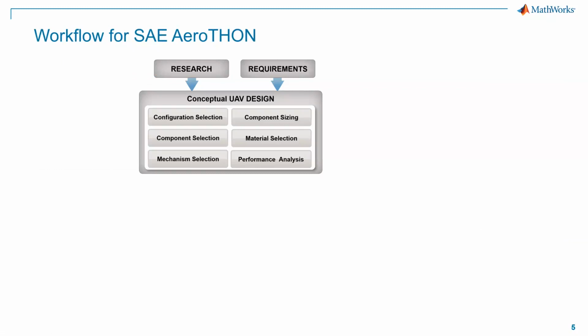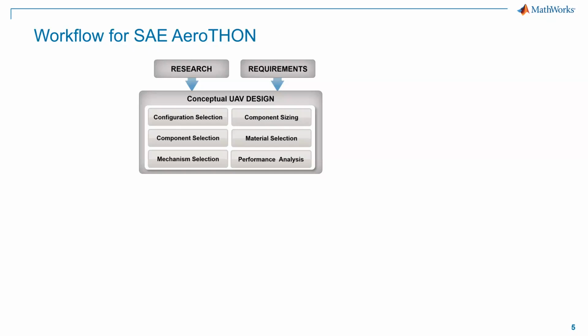If we discuss the workflow for SAE AeroTHON, we see that we have the requirements from the organizers, and we do the research of the existing technology or of the previous year competition, how the teams solved this competition. Moving forward, from the research and requirements, we enter into the conceptual UAV design phase where the configuration is selected. It could be a quadcopter, hexacopter, octacopter, or something else. Then component sizing is performed, and various components are selected. You select which motor you should use, which propeller, what battery, and what hardware. The material is selected.